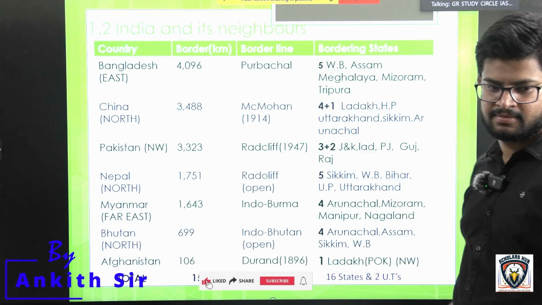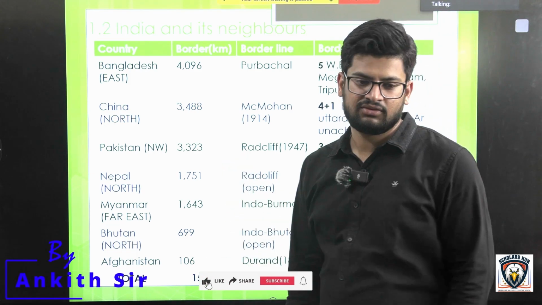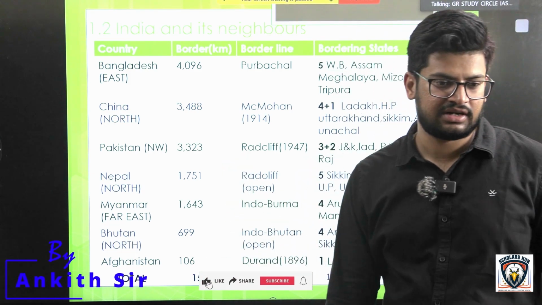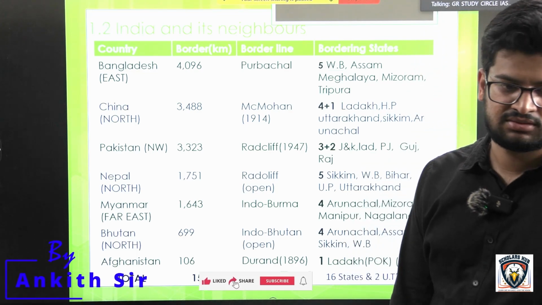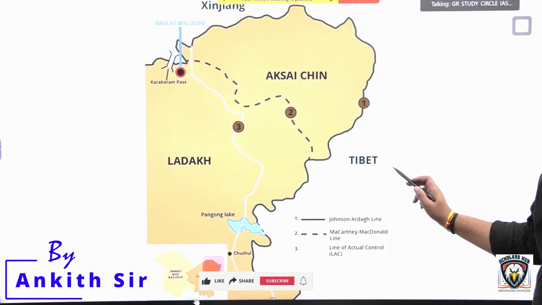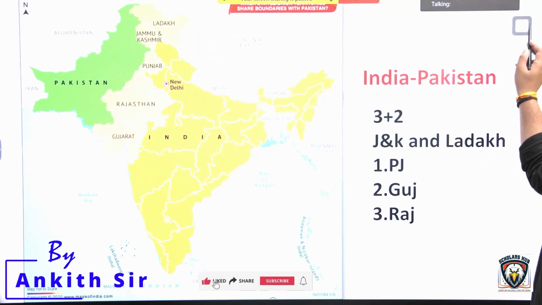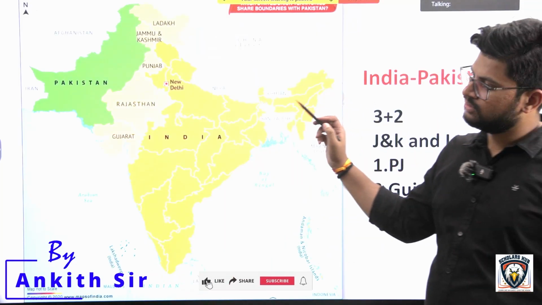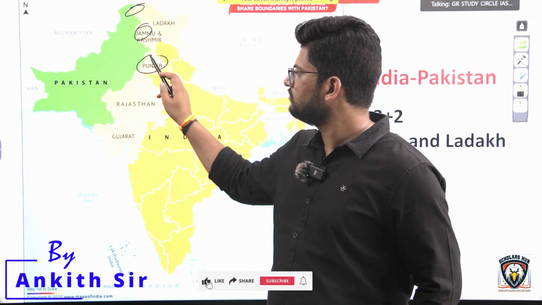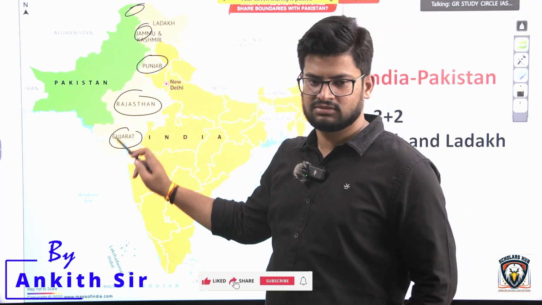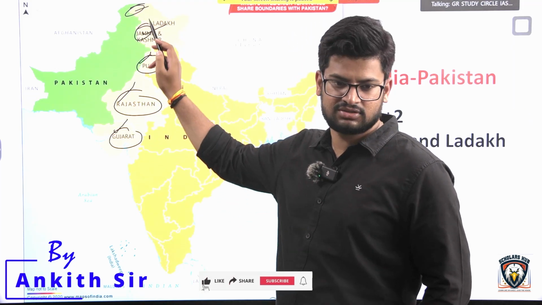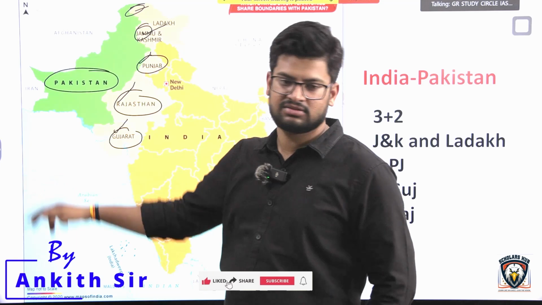Then Pakistan. What is the border line? Radcliffe. Okay, 3323 kilometers. Third highest border. And what are the states here? Obviously Ladakh, Jammu Kashmir, Punjab, Rajasthan and Gujarat. So these share border with Pakistan.